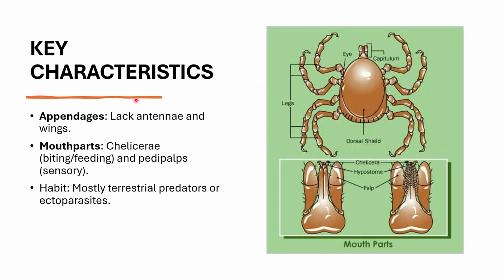For the appendages, we are going to compare them with the insects. They lack antennae and wings. For the mouth parts, they have the chelicerae. The chelicerae function for biting and feeding. So as shown in the diagram, for the mouth parts, we have the chelicerae located above the hypostome. And we also have the pedipalps or the palps, which are paired and function for sensory. They are also mostly terrestrial predators or ectoparasites.